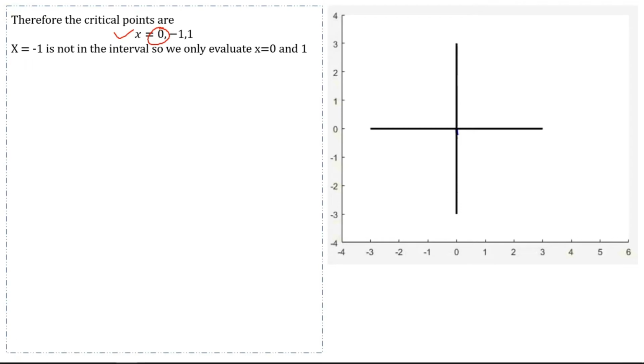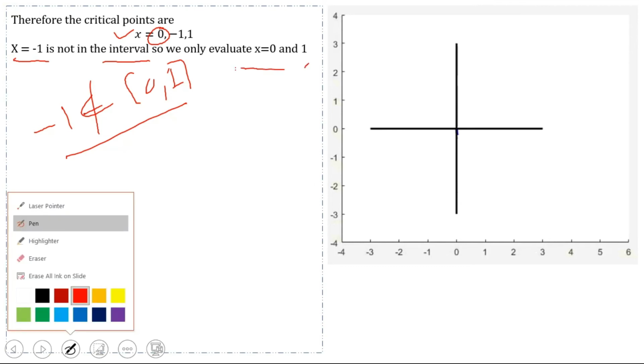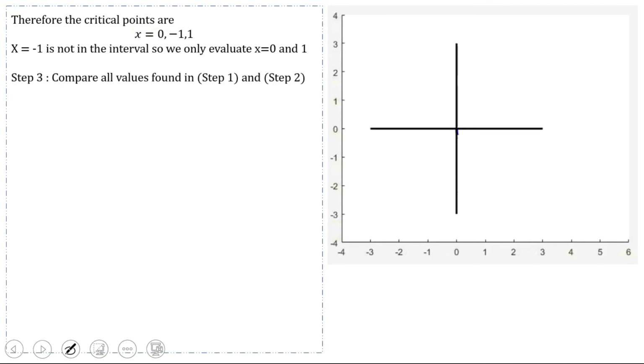Okay, so x is equal to minus 1 is not in the interval. Our given interval is 0 to 2, so minus 1 does not belong to our given interval. It means we will not take this critical point. We take only x is equal to 0 and x is equal to 1. Okay, so next step we compare all values found in step 1 and step 2.